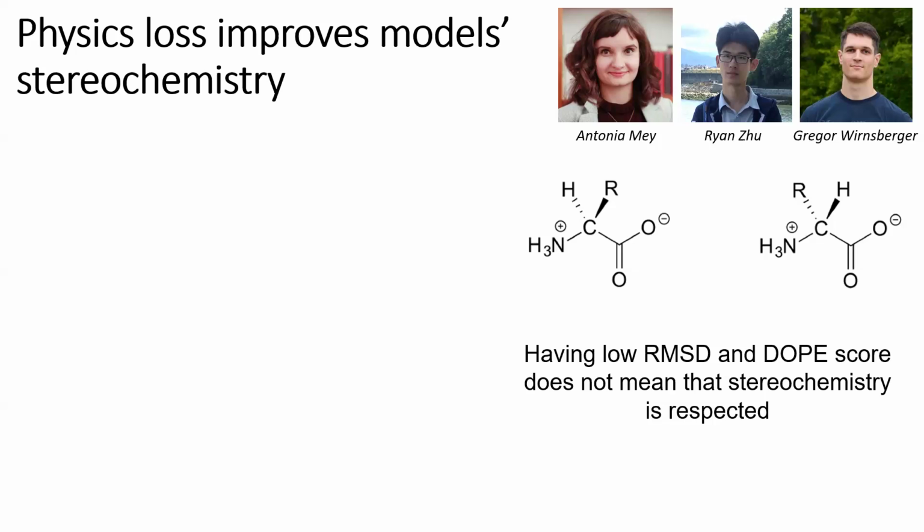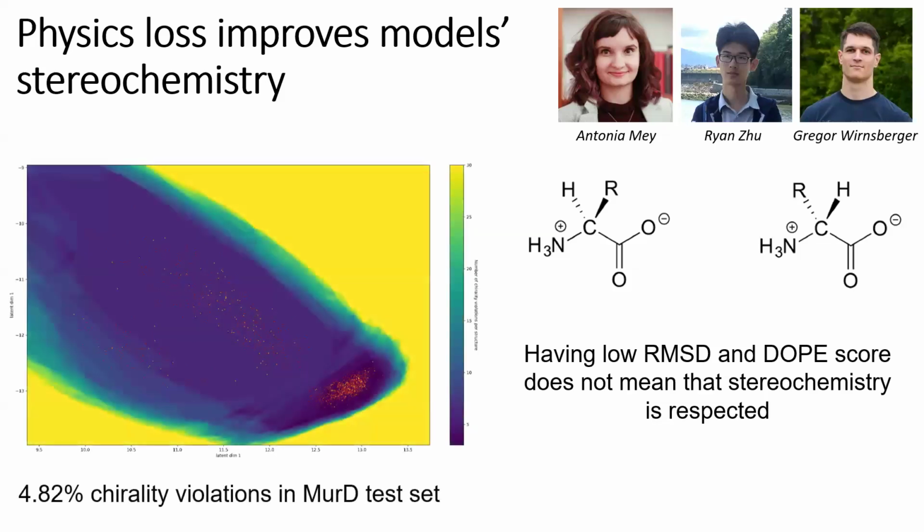Now, we know that natural proteins are mostly left-handed, so we have L amino acids. But is it actually possible to get a protein that contains a mixture of L and D amino acids, left- and right-handed, and still have low RMSD and low DOPE score? That is not surprising. In fact, even the most recent model, AlphaFold 3, features about 4% of amino acids in the right-handed conformation, the D amino acids. So we had a look ourselves to see whether we can produce the correct stereochemistry, and the answer is, without the physics term in our loss function, not really.